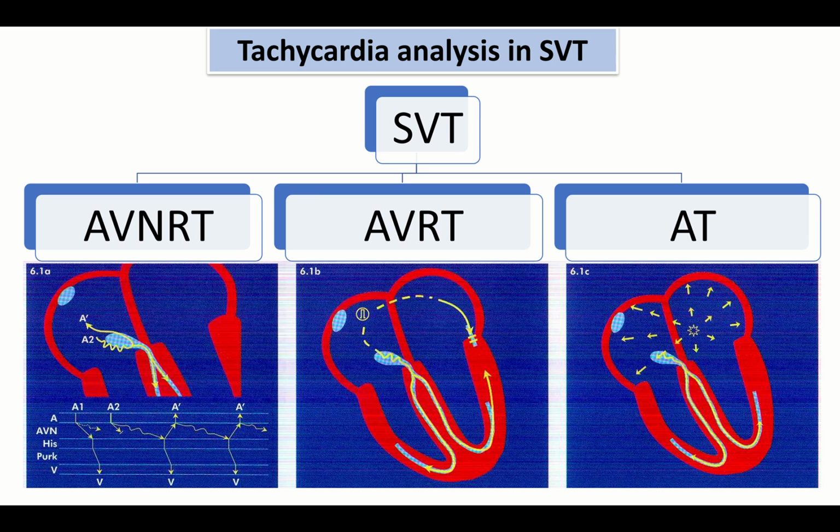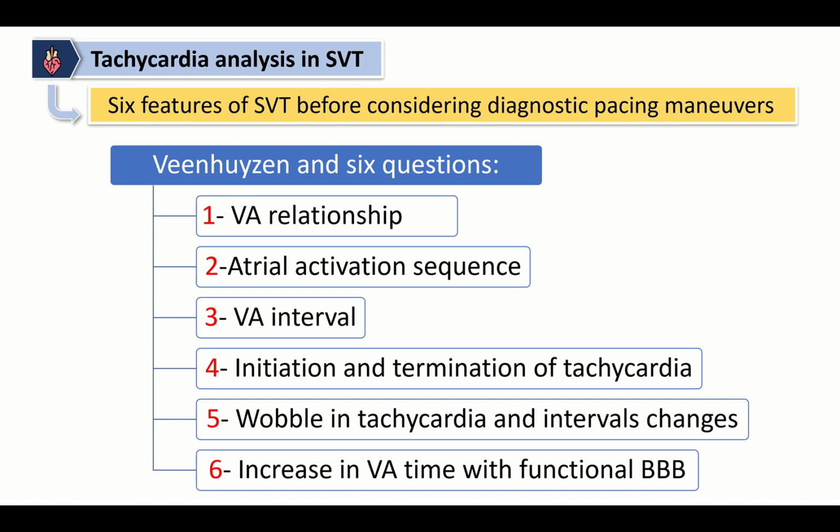As we know, the aim of tachycardia analysis and assessment is to differentiate between the three most common types of SVT: AVNRT, AVRT (accessory pathway mediated tachycardia), and atrial tachycardia. We have to assess and answer 6 questions which will guide us so much to reach our diagnosis. Number 1, what is the relation between ventricle and the atrium?